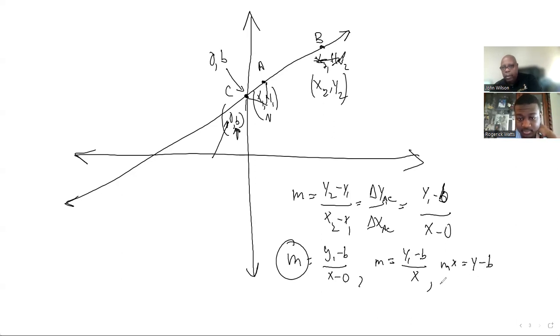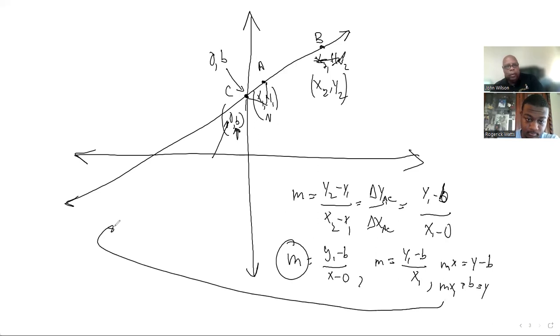Or mx, it's actually x1, but that's fine. I'm getting ahead of myself. Remember, it's x1 here. It's the x value at point A, it's x1. But you can see in a minute, I'm going to describe to you what's happening. Plus b equals y, or y equals mx1 plus b. And that's back to that point.